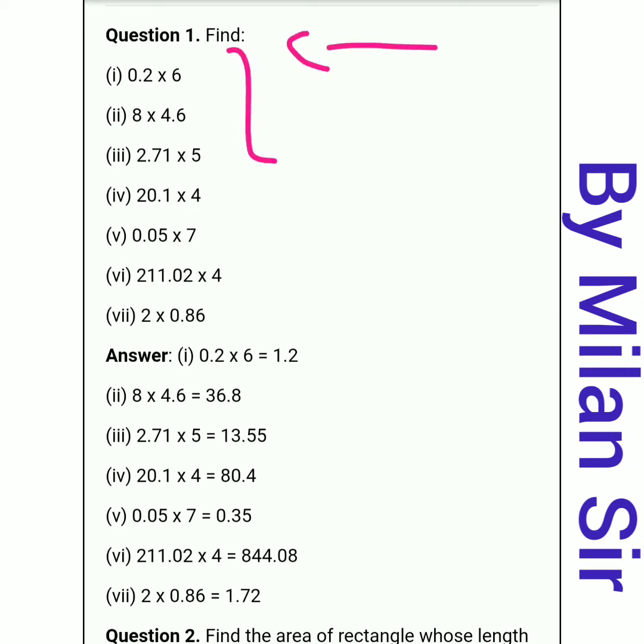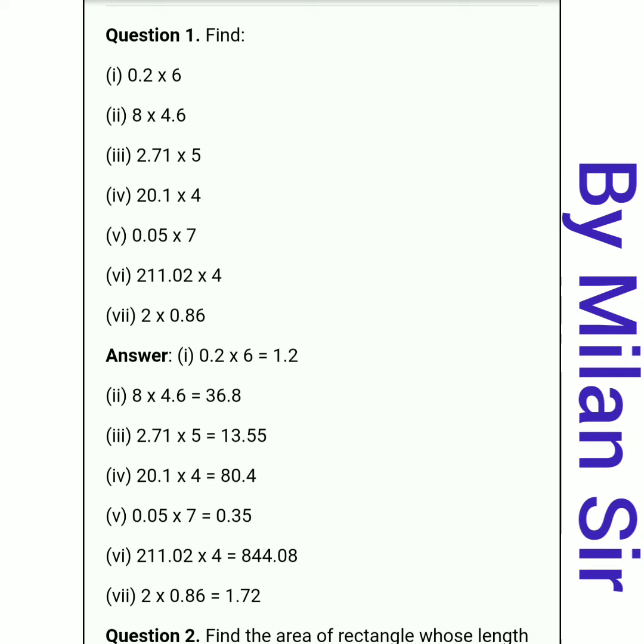Find. Here we need to find the multiplication. This is the multiplication of decimal numbers. First of all, we need to convert our decimal number into a fraction. After that, we can solve it. Otherwise, we can even find the answers directly.